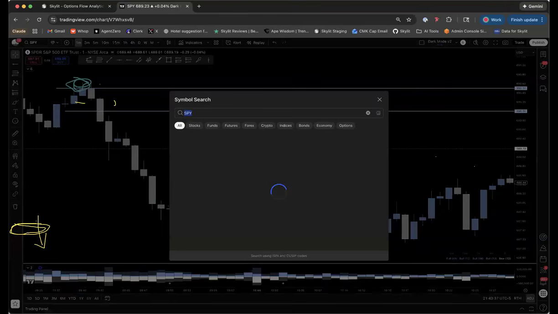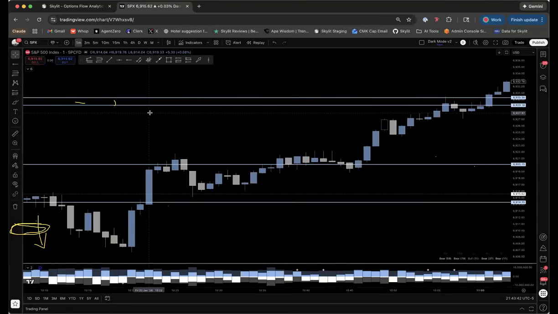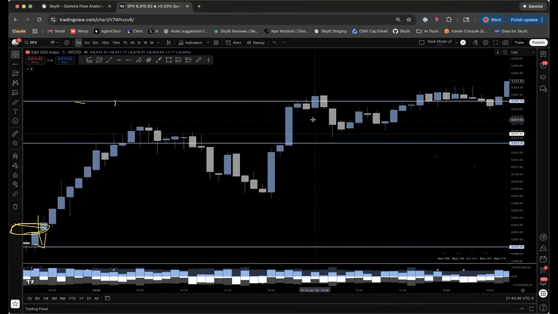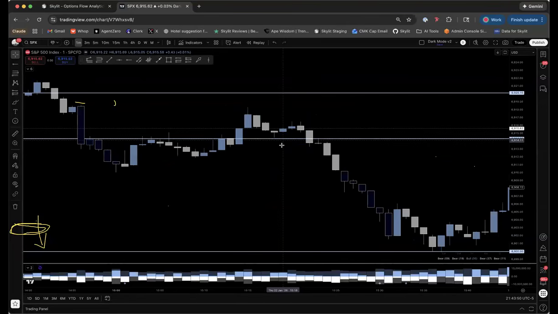And if you go back to SPX, let's see. Who is scribbling on my chart again? I thought I disabled that, but I guess not.